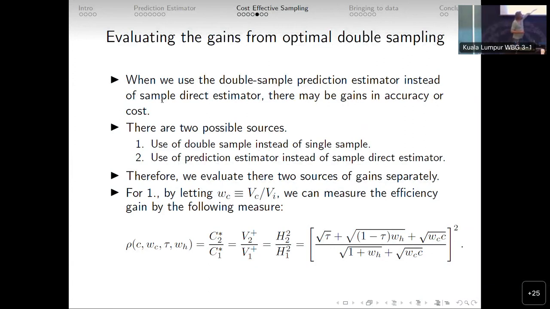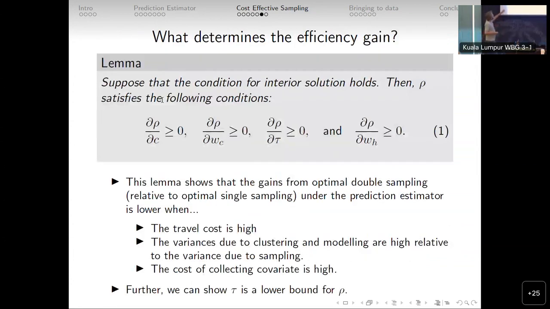And so one thing that you can observe here is that, again, tau, right? So if tau is lower, rho is expected to be lower. In fact, on the next slide, we see in what direction rho is going to move if we vary some of the underlying parameters. The derivative of rho with respect to tau is positive, as you would expect, right? So if there's less of a discount in not having to collect the expensive level of interest, there's less of a gain. Again, higher rho means less of a gain for adopting the prediction estimator.